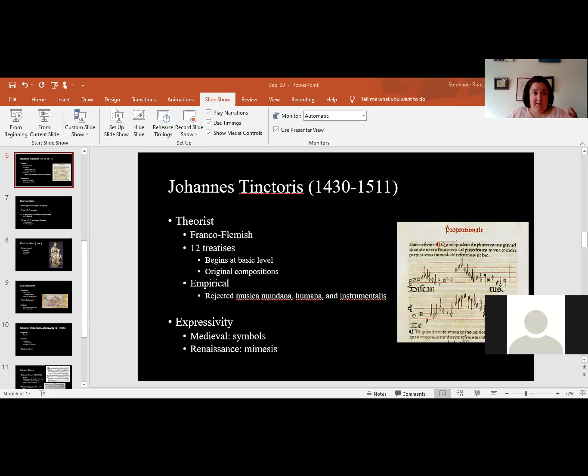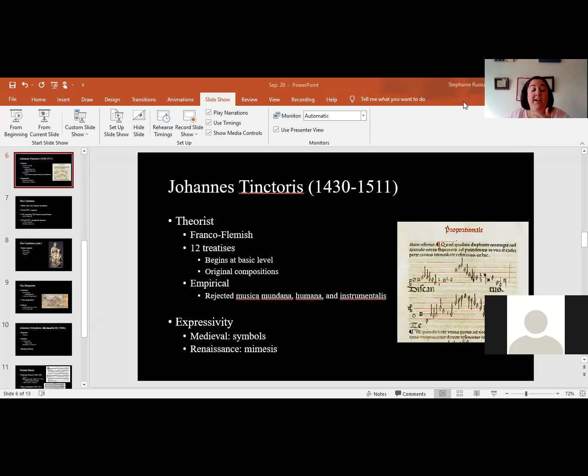In the Renaissance, thanks to Tinctoris, we start to see something called mimesis. Does anybody have any idea of what mimesis is? It's a very funny sounding word for something that we're all very familiar with. Mimesis is the idea that music should try to sound like real world noises. So for example, if I'm going to represent something in music, I'm not going to use numbers to do it. I'm going to make my music sound like that thing.